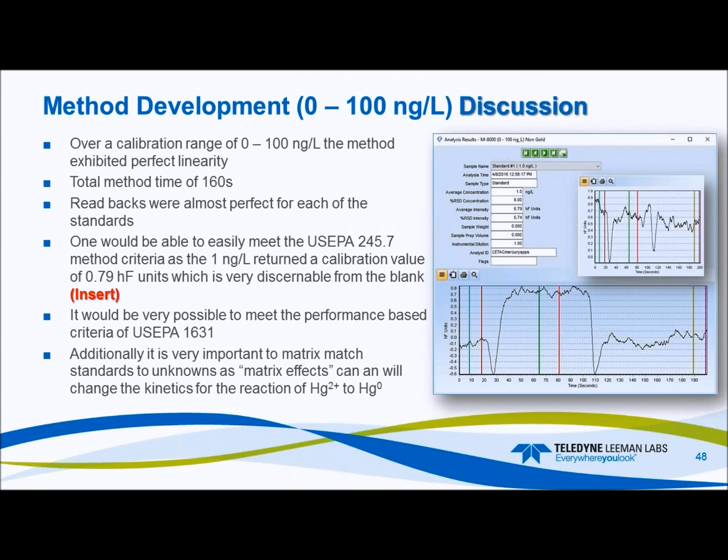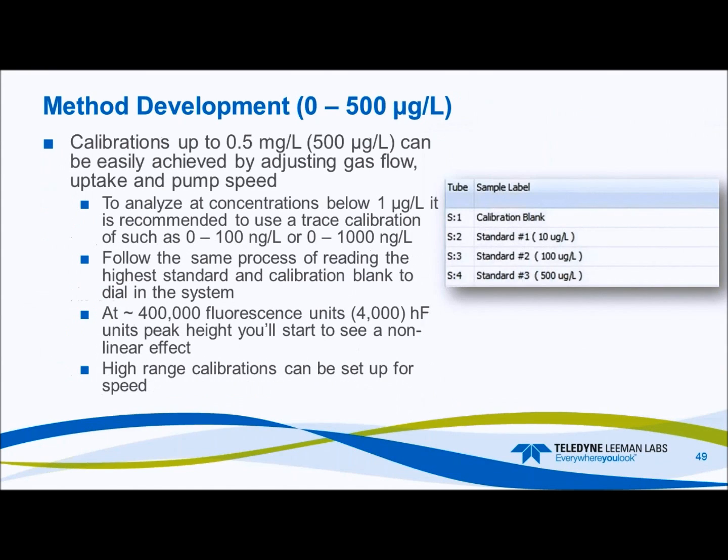as the 1 nanogram calibration value is 0.79, and that's very discernible above the blank. So if you look over, here's the blank, here's the 1, that's a very nice signal. Even with this system, we could possibly meet the EPA 1631 under performance base without using gold trap. I don't see any reason why it wouldn't work. And again, it's very important to matrix match.